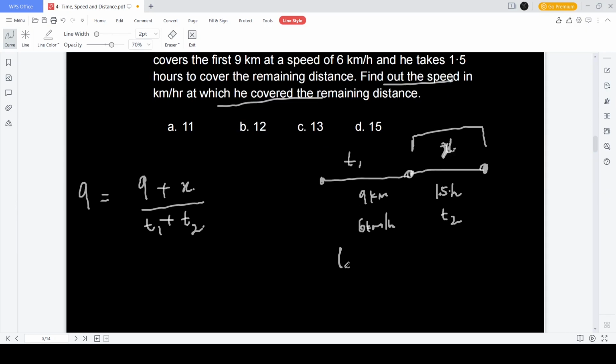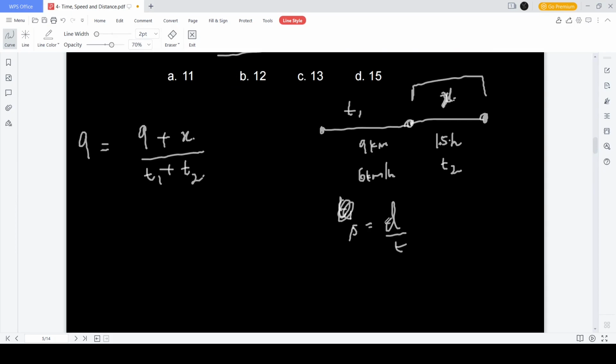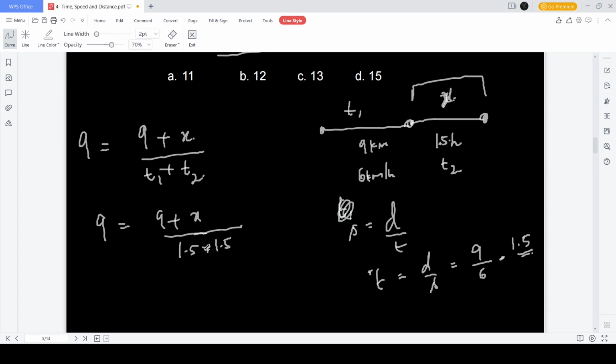To find t1, we can use the formula speed is equal to distance by time, where the speed is given as 6 km per hour and distance is 9. So time is equal to distance by speed. Distance is 9, speed is 6, you get 1.5 hours. So he takes 1.5 hours for the first stretch and 1.5 for the second. Then 9 is equal to (9 plus x) by (1.5 plus 1.5), that is 3 hours. Cross multiply: 27 is equal to 9 plus x. So x is equal to 18 kilometers.